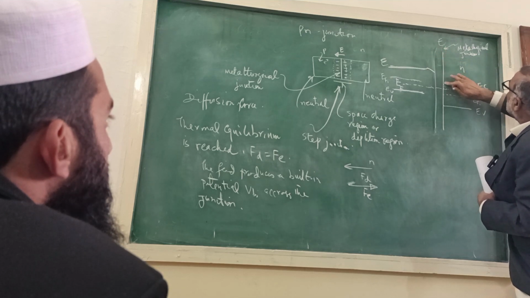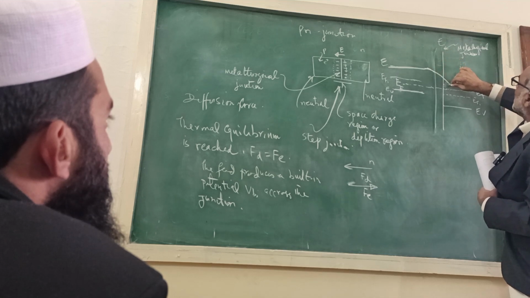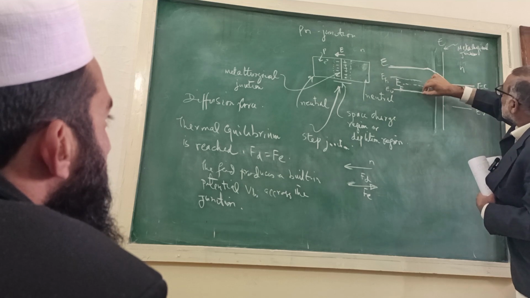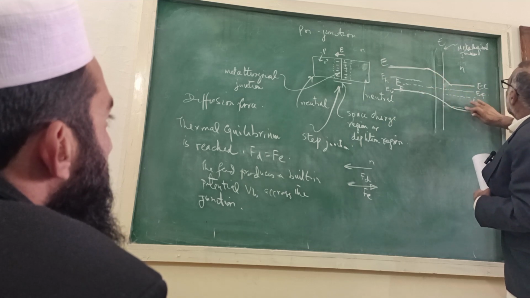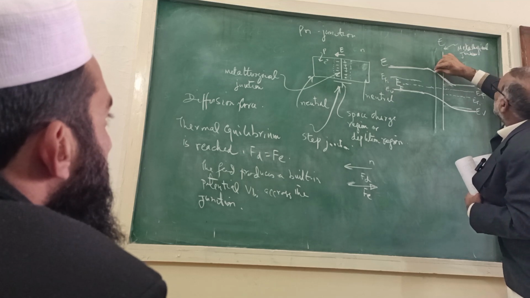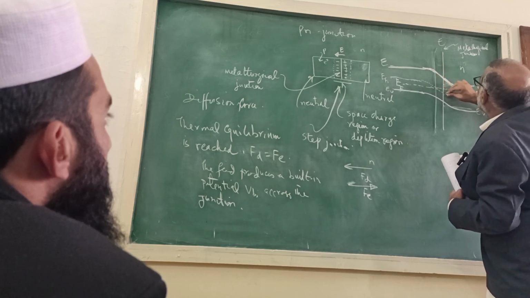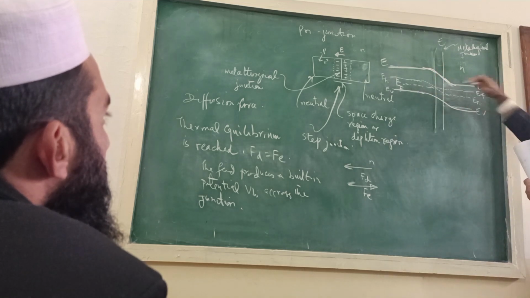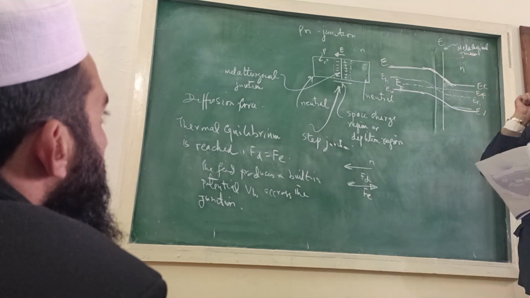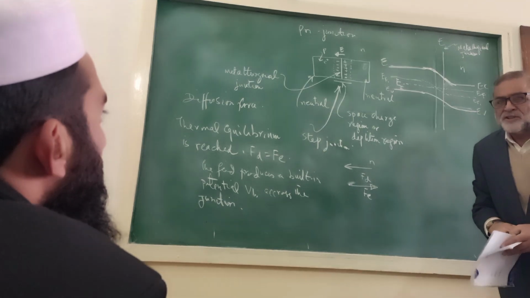There is a band bending now. The conduction bands are joined, and the valence bands are joined. So this band bending, and the intrinsic Fermi level bends as well, while the Fermi level stays flat. So this band bending represents the built-in potential.